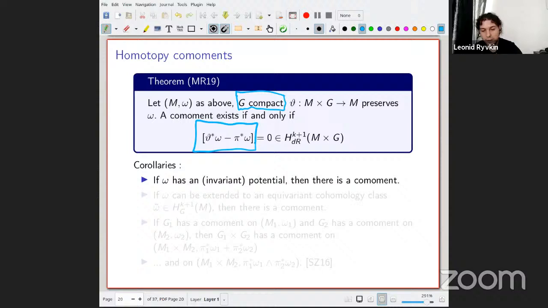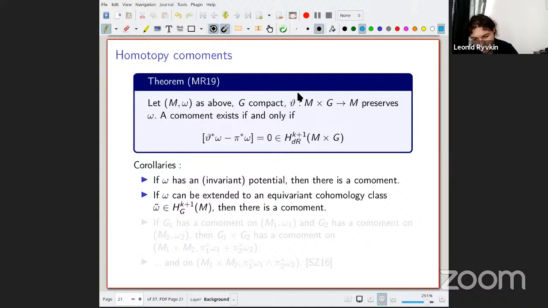If you like groupoids, you might want to look at this class as coming from this groupoid. It's actually quite useful because from this perspective, it becomes very clear that if you have an equivariant cohomology class extending omega, then you also have a co-moment, because you have a sequence from H_G(M) to H(M) to H(M times G).